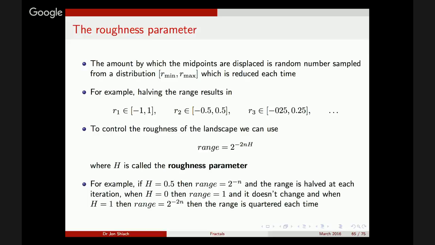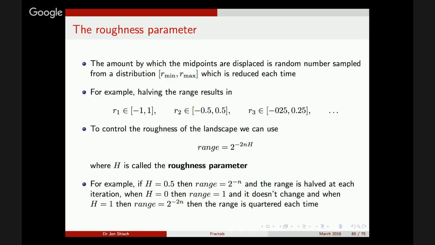But we don't have to halve each time. We can introduce a roughness parameter. And what we do is we say that the range is equal to 2 to the power -2 times n times h. This is just one way to do it. N is your iteration number. H is your roughness parameter. That's usually between 0 and 1. If you want a really smooth landscape, you set H closer to 1. If you want a rough landscape, you set H closer to 0.